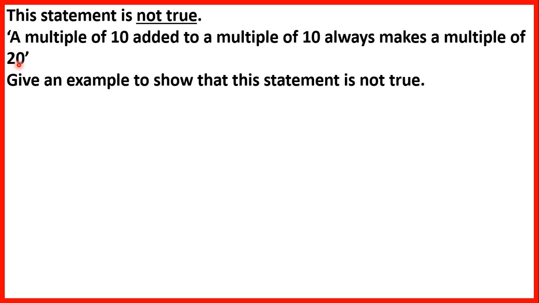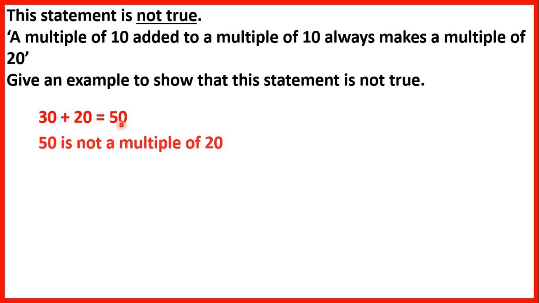And a multiple of 20 can be divided by 20 without giving a remainder, so that's a number in the 20 times table. So if we have 30 plus 20, 30 and 20 are multiples of 10 because they're numbers in the 10 times table. But that gives an answer of 50, and 50 is not a multiple of 20 because 50 is not in the 20 times table. If we count up in steps of 20, we have 20, then 40, then 60. We don't have 50, so 50 is not a multiple of 20.